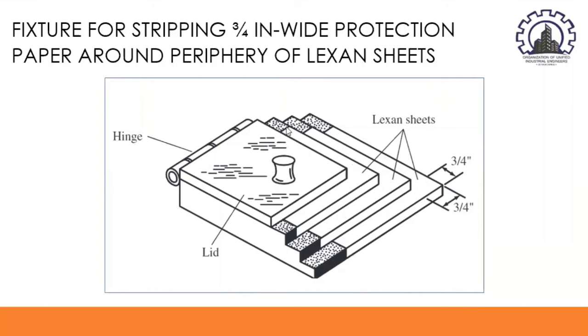After stripping the first side, the hinge will turn the fixture into a 100-degree angle so that the other side can be stripped off. That is all for my topic, and we can now proceed to the next.